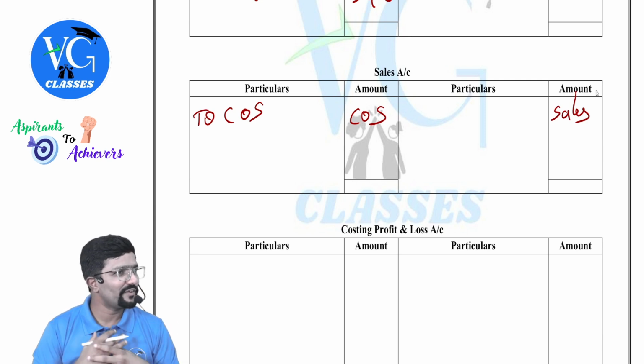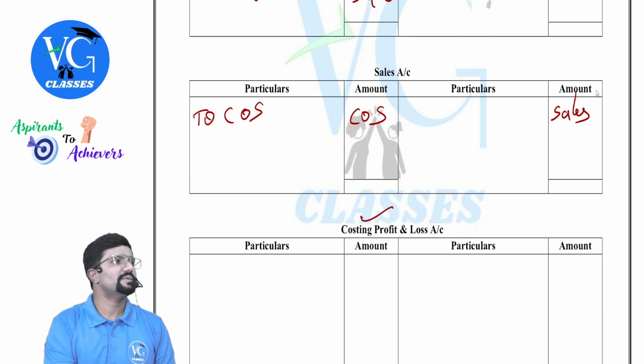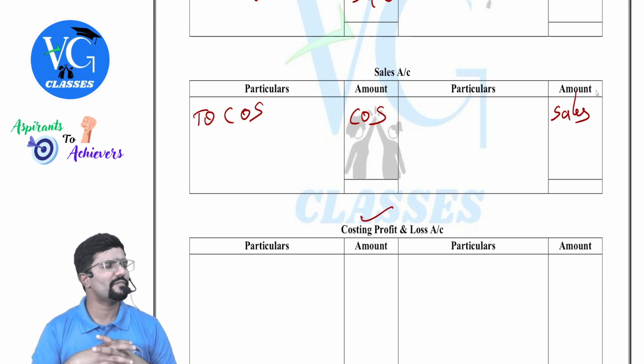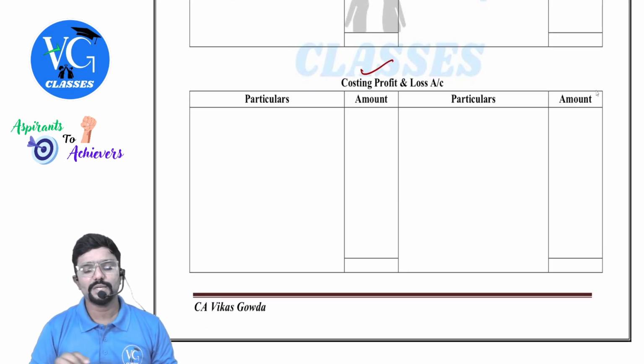So you will either have profit or loss. Yes. Transfer it to costing P&L. Yes, sir. Hope you understood. Whatever profit or loss you have made, that is sales minus cost of sales. Transfer it to costing P&L. Now coming to costing P&L account, guys.